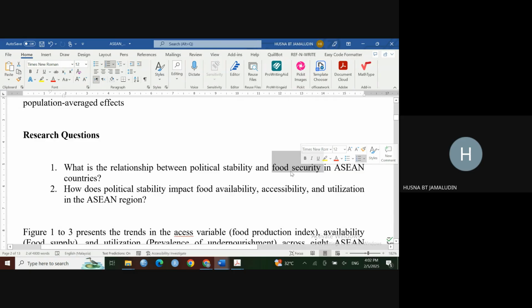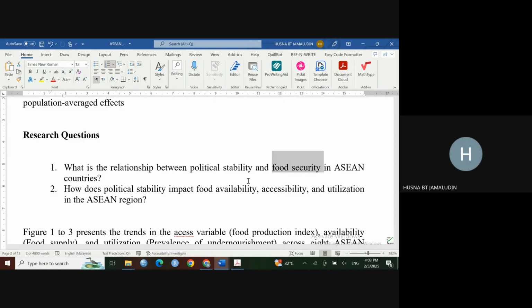For example, instead of examining the relationship between political stability and food security, you change it into determinants or factors affecting food security. Then you will see many, many variables that can affect food security, and from that, you can see which variables are more significant in affecting food security. So you will have many variables that you can investigate, right?